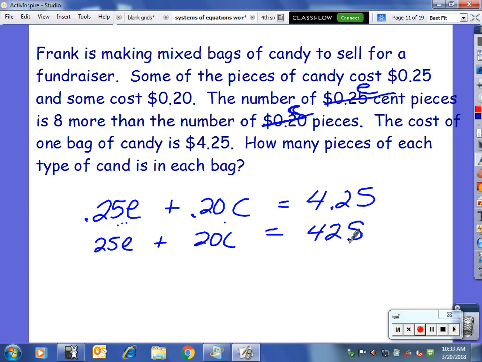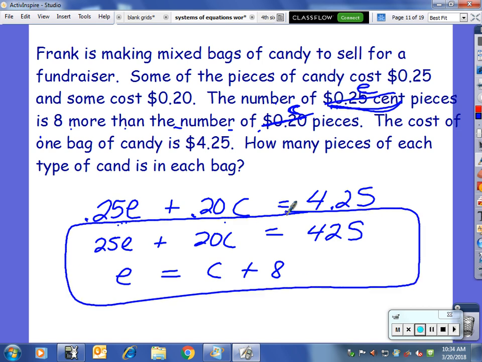Now, the other one, the number of 25-cent pieces, I'm just going to reread that with E instead of 25-cent pieces. The number of E's is 8 more than the number of C's. E is C plus 8. Oh, 8 more, not... Yeah, there's my 2 equations. Solve them. It's equally easy to do either substitution or addition here, I think. Pick the way you like the most and go for it.